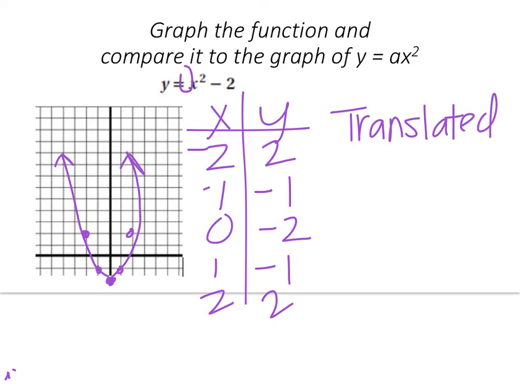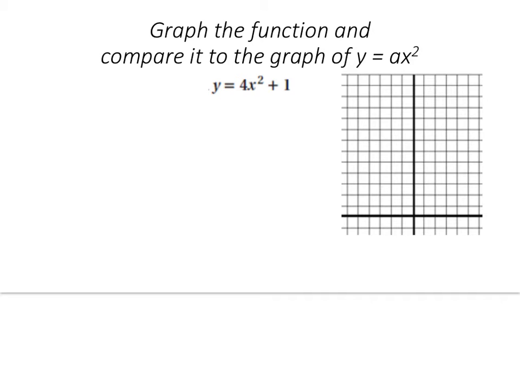Translated 2 units down. So make sure you guys write that down. And they do have the same slope, so that's our only difference. Now we're going to use another example. However, you'll notice that now there is a number in front of x squared that is not 1. So we're going to see how that affects our comparison between this graph and the parent graph.